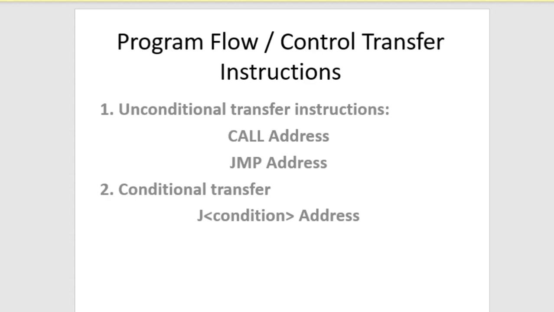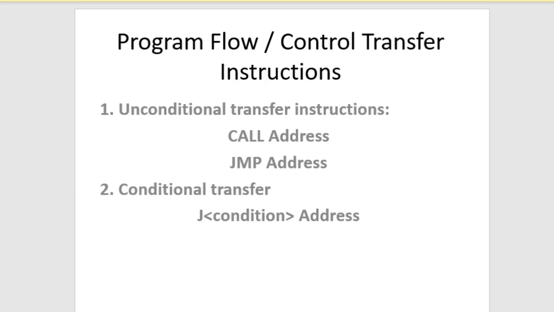Okay, program flow control instructions. As you can see here, there are conditional transfer instructions and unconditional transfer instructions. They are the two types of program flow control instruction, and they play a very important role in execution of the 8086 programs. So the classification for a program flow control instruction is made in two different ways.